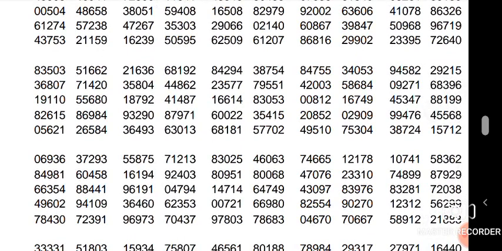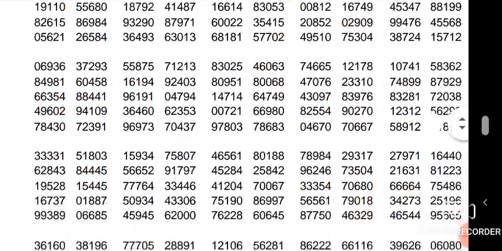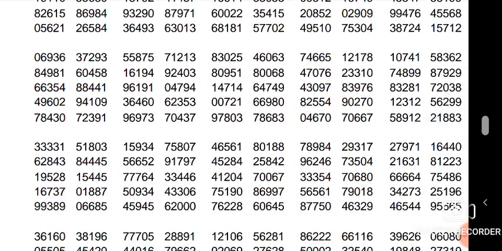Next, 36807. We only need the first 2. You pick 36. Next, 19110. We just need the first 2, 19. And you do that until you have about 20 of those first two digits. Roughly you should end in the lot which starts with 33331.